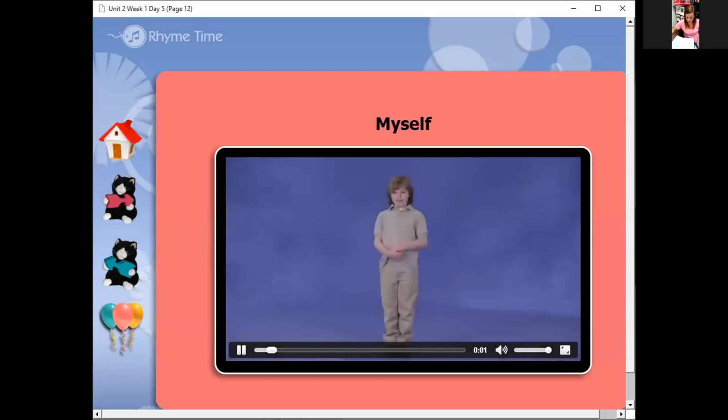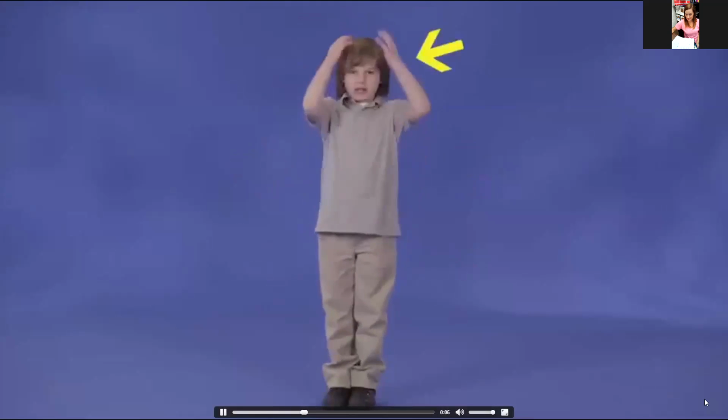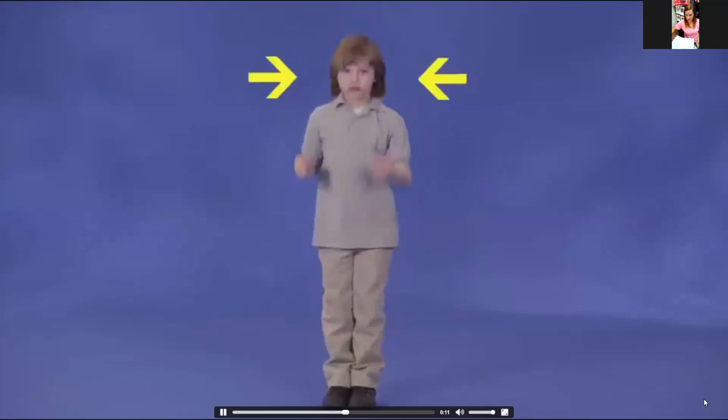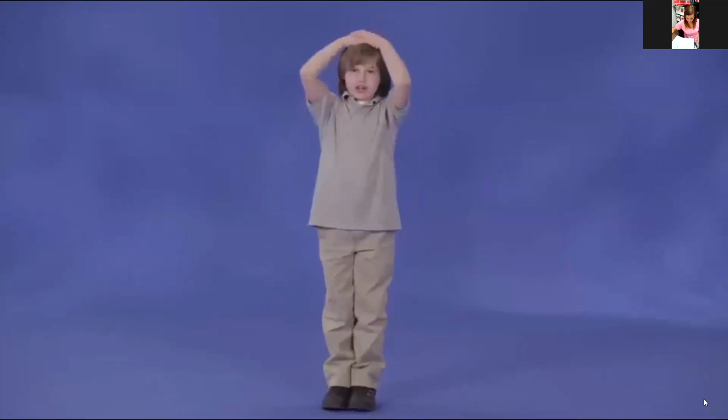Two arms, two legs, but just one nose. One head, 10 fingers, and 10 toes. Two ears to hear, two eyes to see, and lots of hair, but just one me.